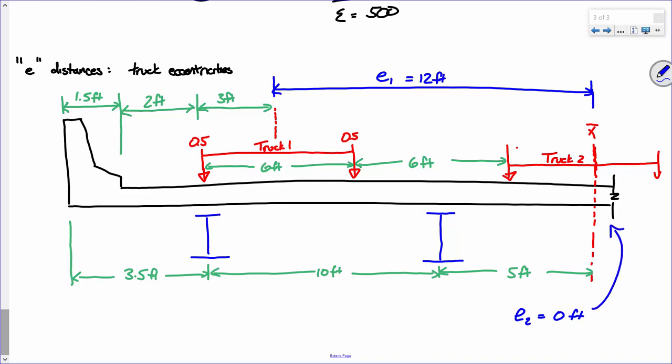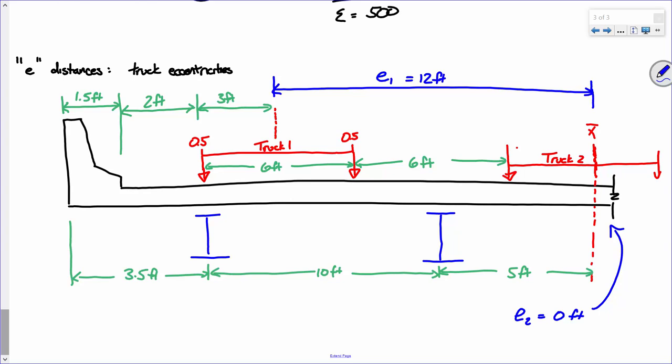Just this one. I mean, we had some very special circumstances here. We had an overhang that was 3.5 feet. We had a barrier width that was 1.5 feet. So that 2-foot eccentricity put that first wheel load right there. That was just luck of the draw, okay?